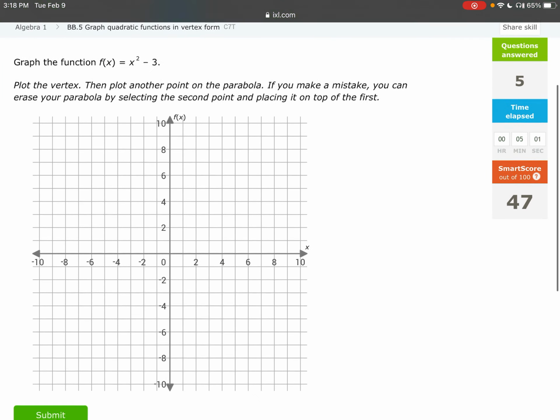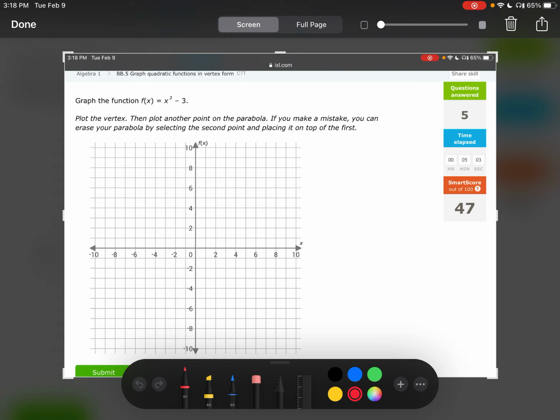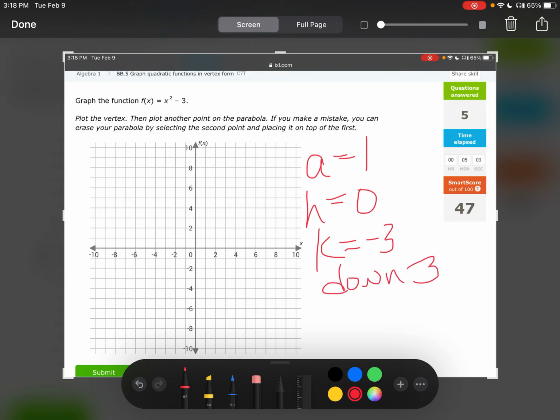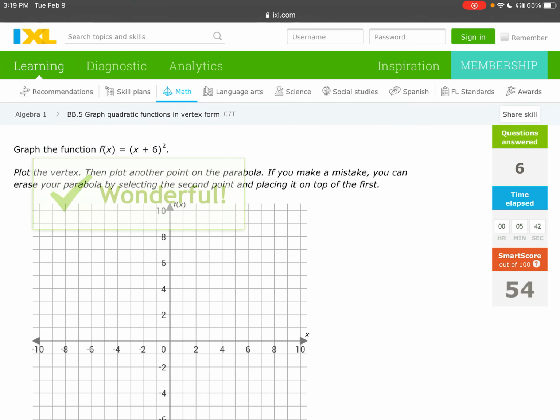So x squared minus 3. Let's look at it first. X squared minus 3. My A is 1. My H is 0 because there's nothing in the parentheses with the x. And my K is -3. So my only transformation is down 3. So my vertex moved from 0, 0 to 0, -3. My A is 1, so I'm going to step to the right one and go up 1. So my 2 points on this one. First one is going to be at 0, -3. That's my vertex. Then I'm going to step to the right one and up 1 because my A was 1.